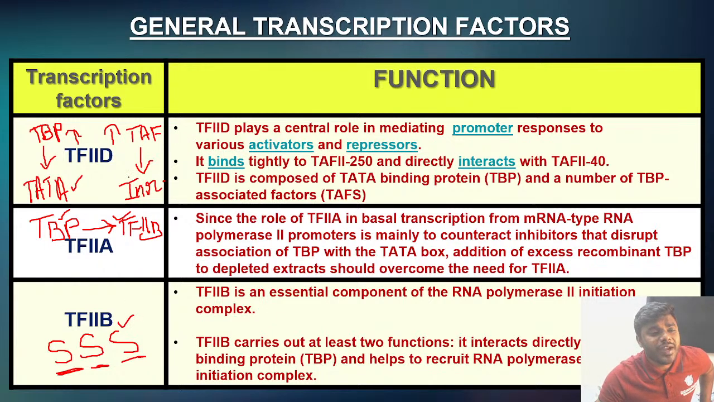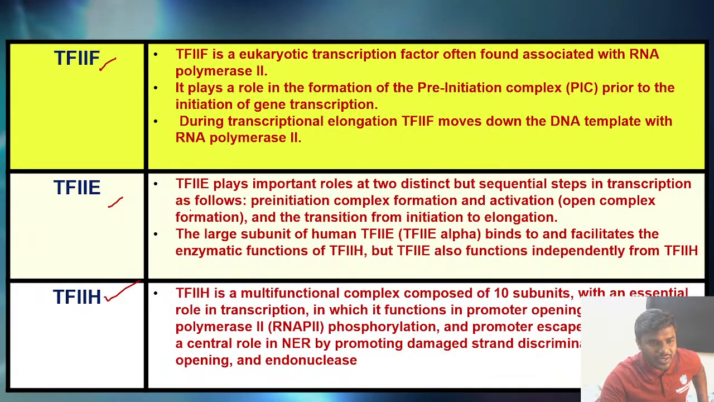So I'll quickly repeat, then we will move to the next factor. Listen to me carefully, friends. Transcription factor 2D contains 2 factors, TBP and TAF. TBP associates with the TATA box, TAF associates with the INR. You will see the diagram. Transcription factor 2A is involved in maintaining the stable interaction between TBP and TF2B. TF2B is involved in the start site selection.